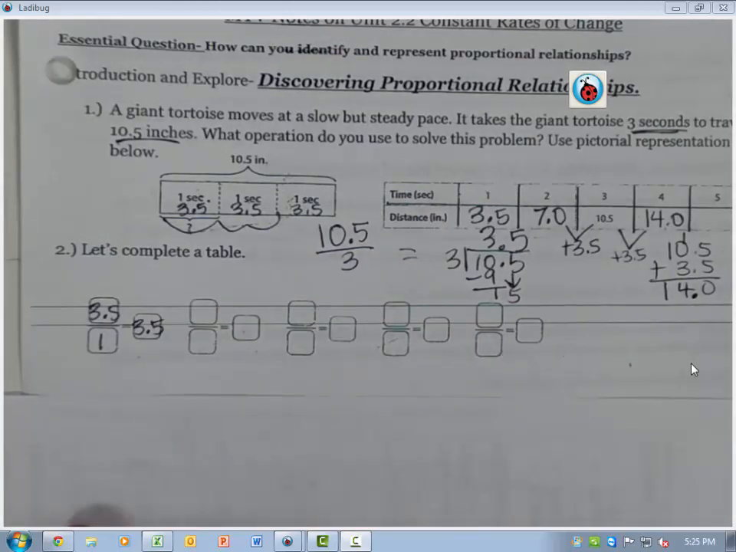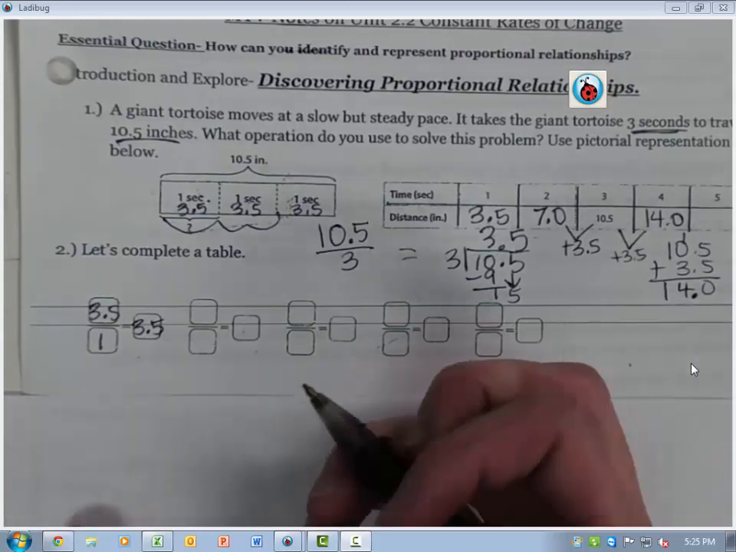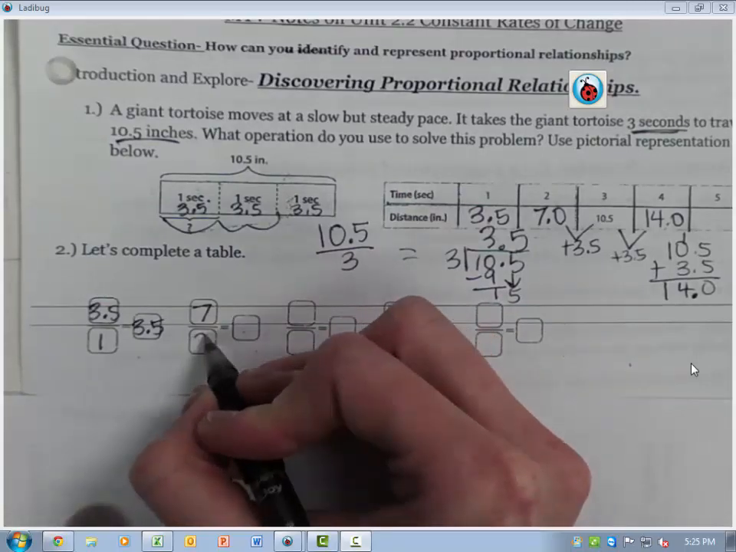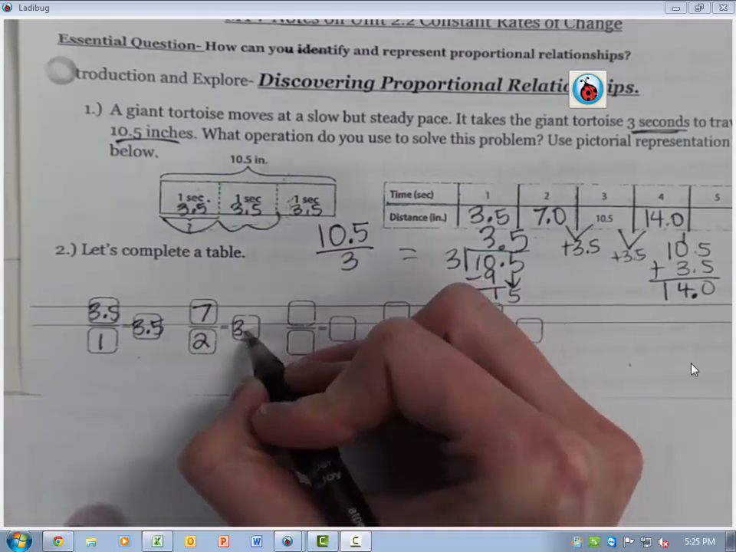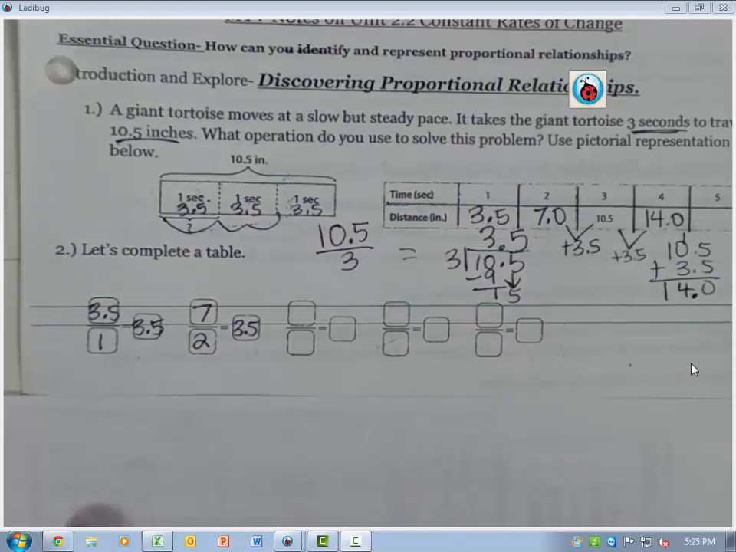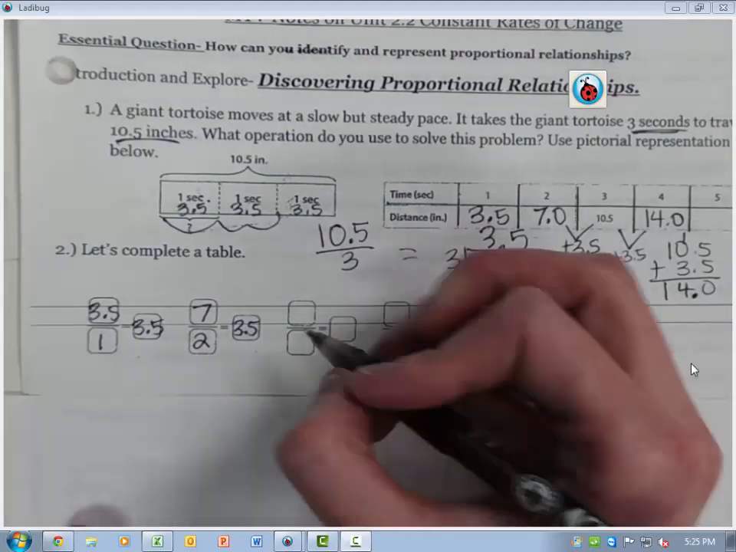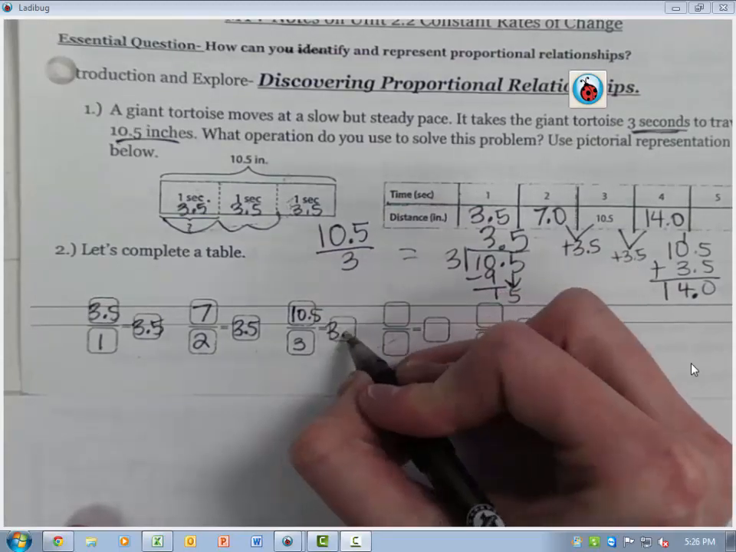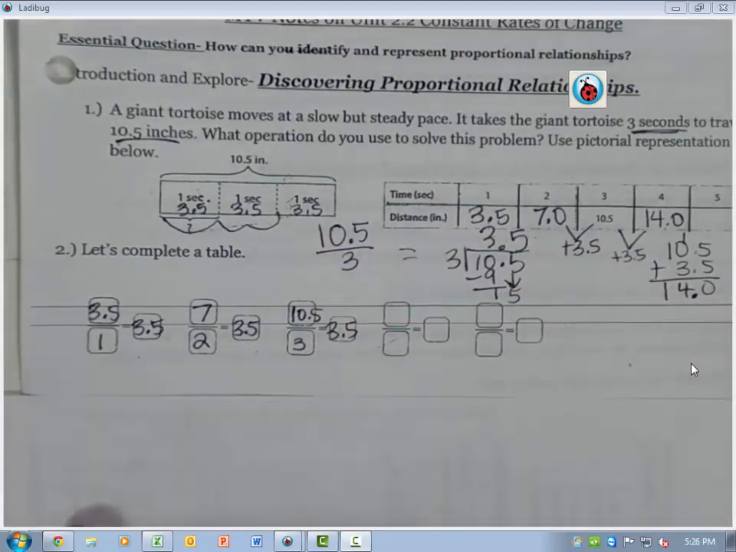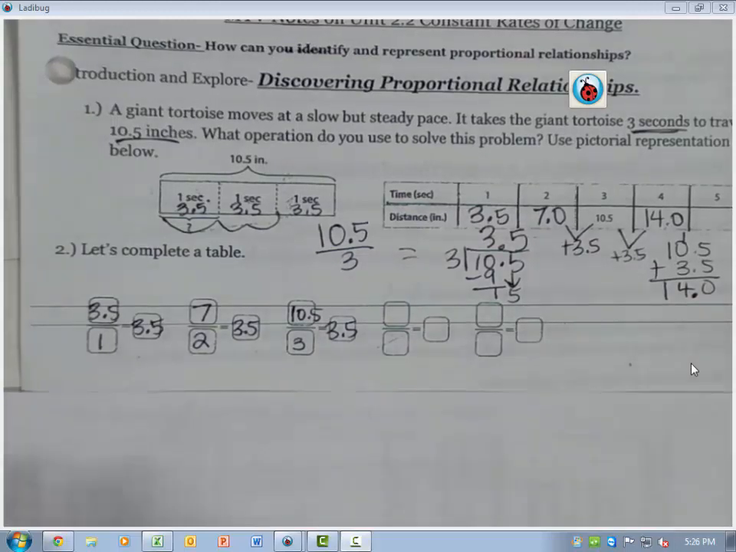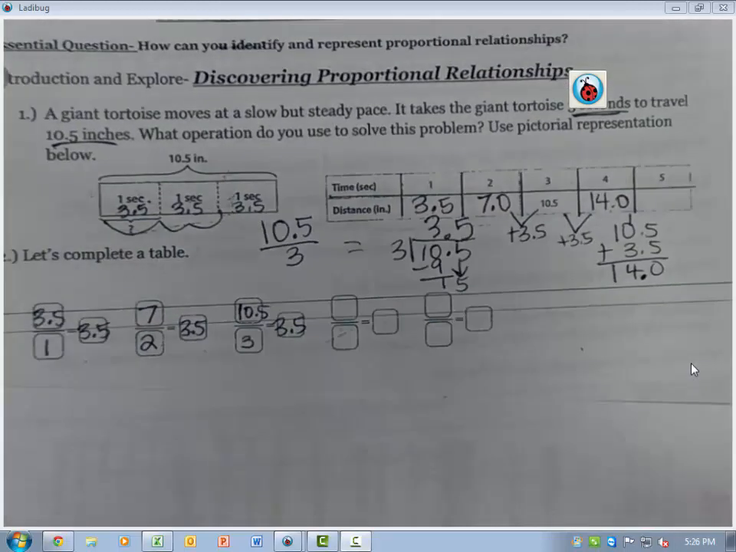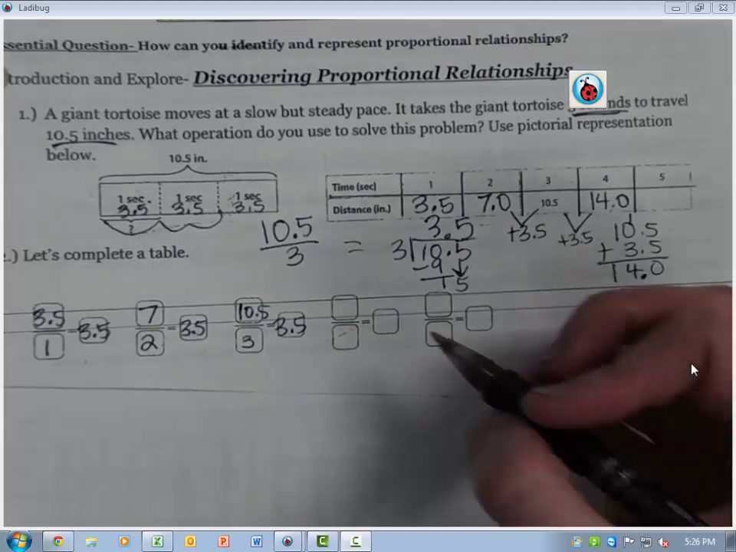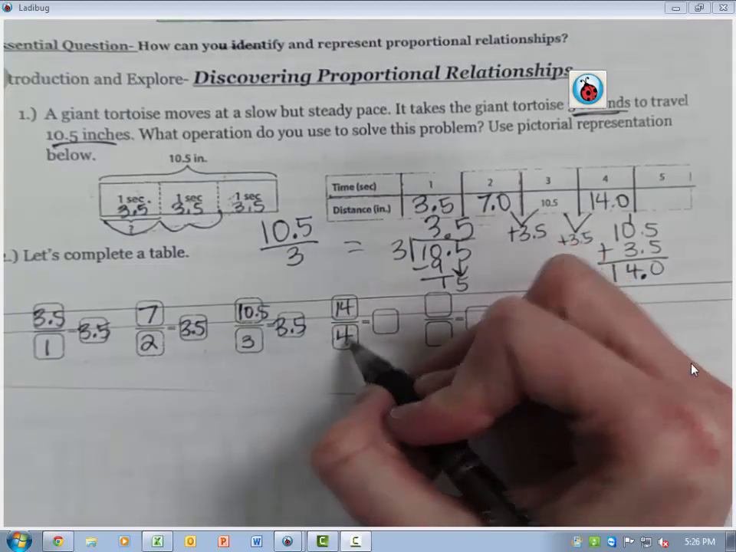Let's go to the next one. If I want to know how many inches for 2 seconds, we would do 7 divided by 2, which would give me 3.5. Okay, the next one, like we did just right here, it would be 10.5 divided by 3, and we got 3.5. Okay, what if we had, on the next one, 14 divided by 4 seconds, we would get 3.5.